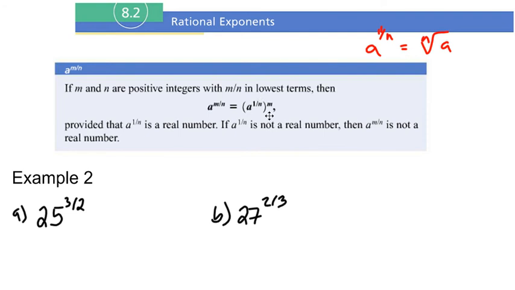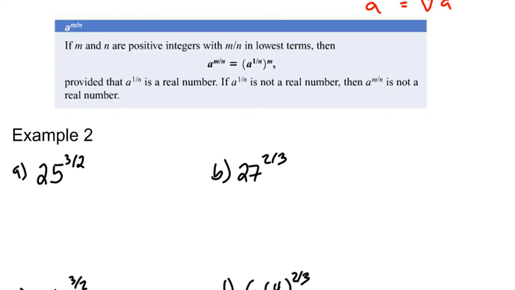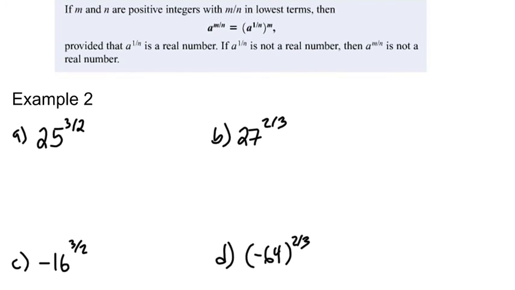But now what you do is put that all in parentheses, and we raise it all to the power of m. Just note right here, it says if a to the power of 1 over n is not a real number, then our final answer won't even be a real number. So we just have to make sure that we're still holding to what we learned in section 8.1. If it's not real, then we just stop and say, oh, okay, there's not a real number here. All right, so let's put this into practice and see how this works.